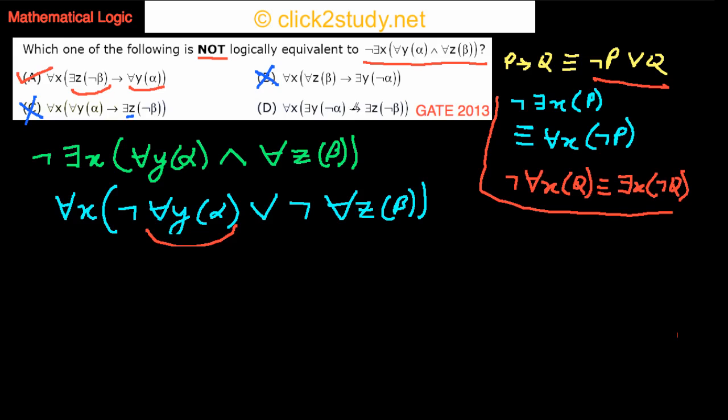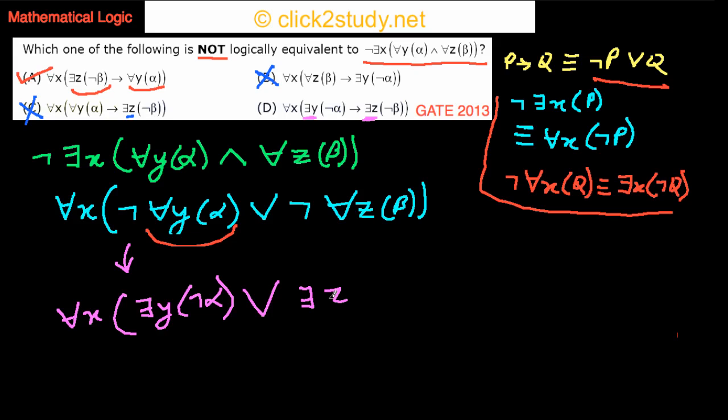Okay, so now you'll see why your D cannot be the correct choice. So what do you have here? You have there exists for both. You have there exists Y, you have there exists Z. So I'm going to convert this thing for both of them. This will become there exists Y, and this is not alpha according to our law, and I'm going to apply the same thing again, and this becomes there exists Z and not of beta. Okay, so now again, can you say that this is equivalent to D?